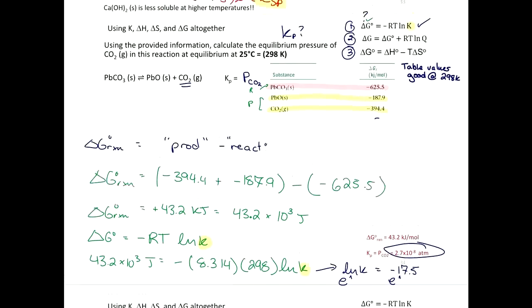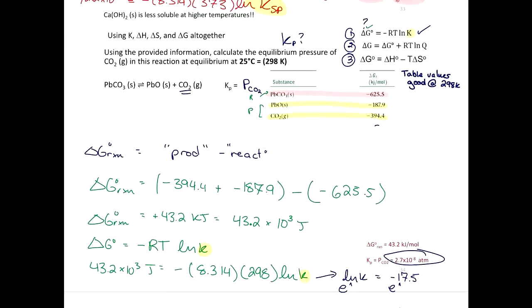So the lesson here is we used table values to calculate delta G. These table values are only good at standard conditions and standard temperature. Standard temperature means 298 Kelvin. So notice how this question asked it at 298 Kelvin. So we were able to just use that delta G value from the table because they are measured at 298 Kelvin. So do recognize that these table values, again, are only good at 298.